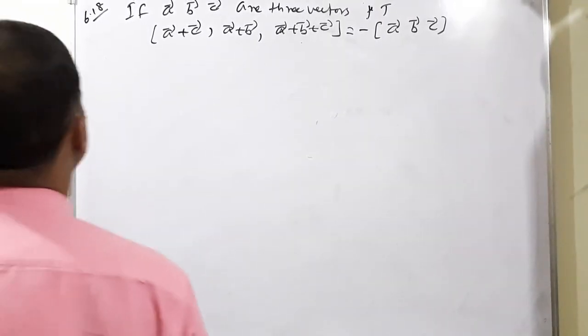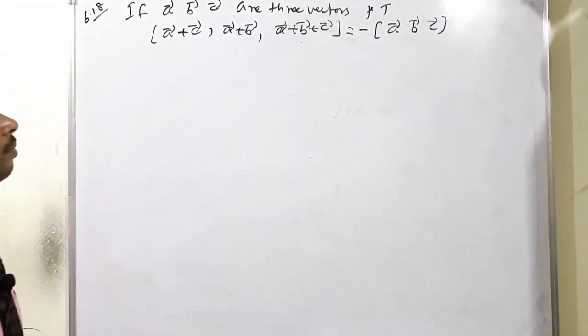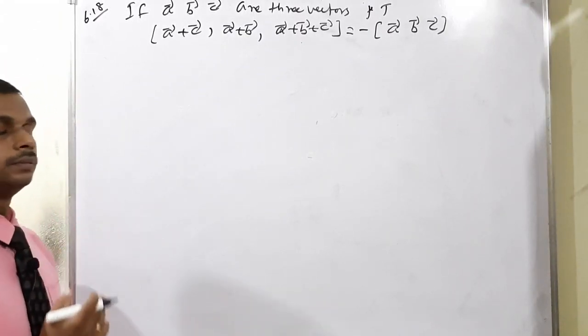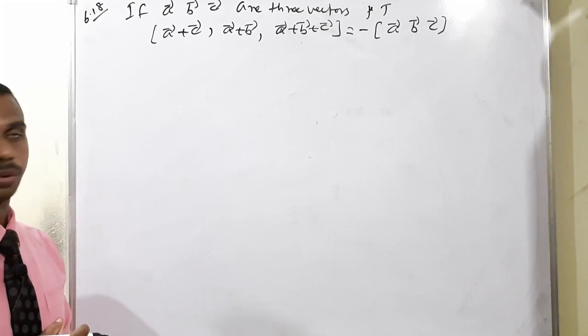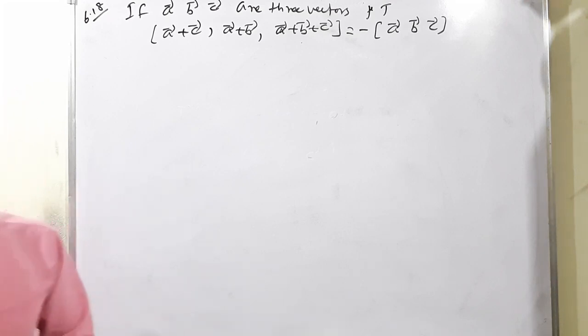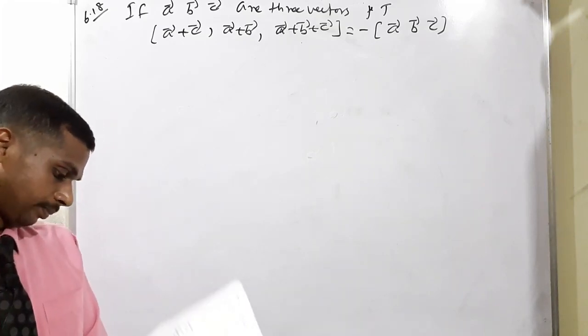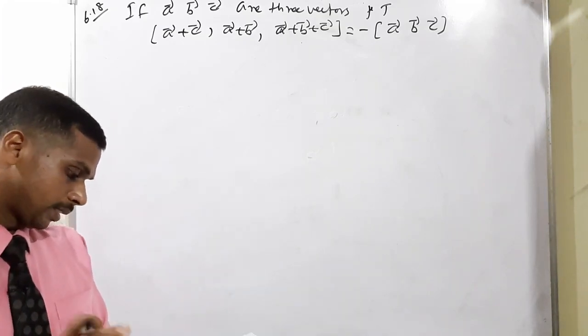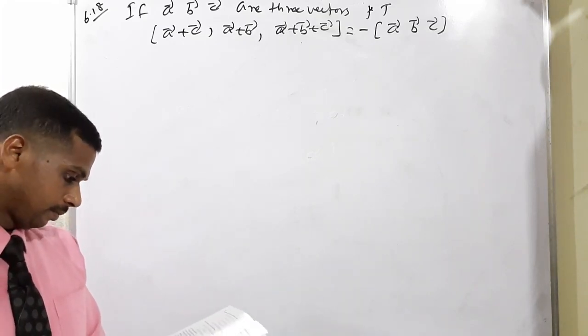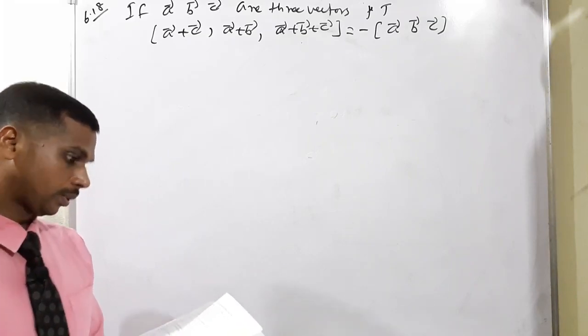Moving to example 6.18, we can apply this question in two methods. One method is according to theorem 6.6. So theorem 6.6, what is it saying? Theorem 6.6, one condition is there.